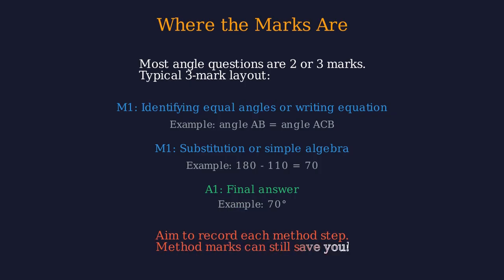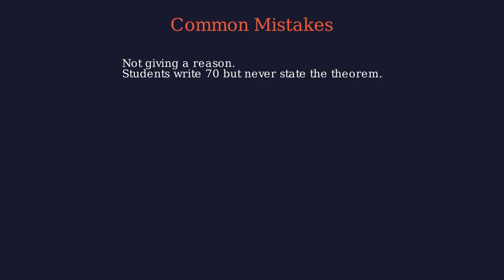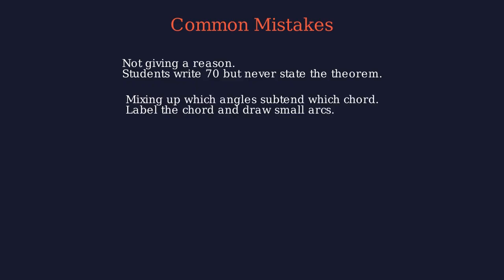Here's the practical takeaway. Aim to record each method step on the paper. Even if you miscalculate, method marks can still save you. A common slip that costs marks: not giving a reason. Students write a numeric answer but never state angle in the same segment or cyclic quadrilateral or show the equation that led there. Another costly error is mixing up which angles subtend which chord. Label the chord and draw small arcs to show the subtended arc.